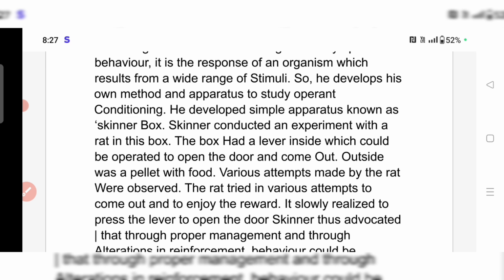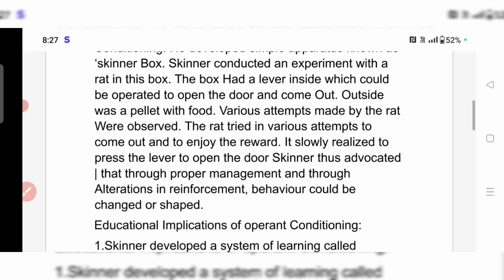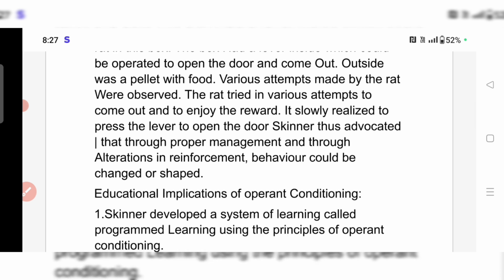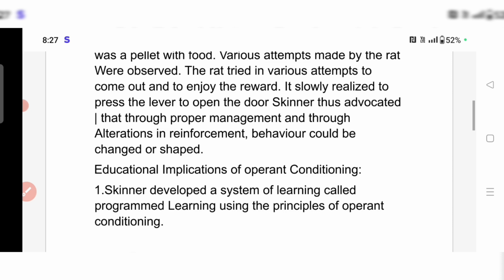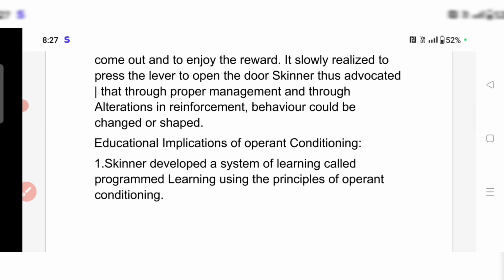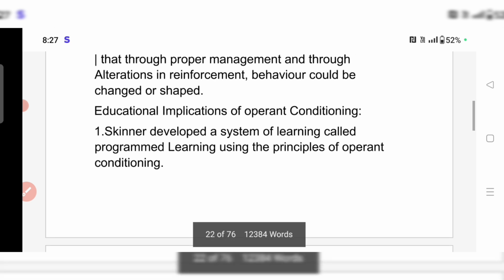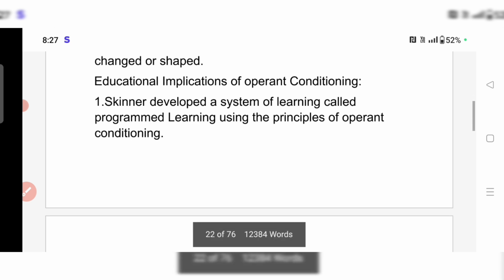Outside was a pellet of food. The various attempts made by the rat were observed. The rat tried various attempts to come out and enjoy the reward. It slowly realized that it had to press the lever to open the door. Skinner thus advocated that through proper management and through alterations in reinforcement, behavior could be changed or shaped.